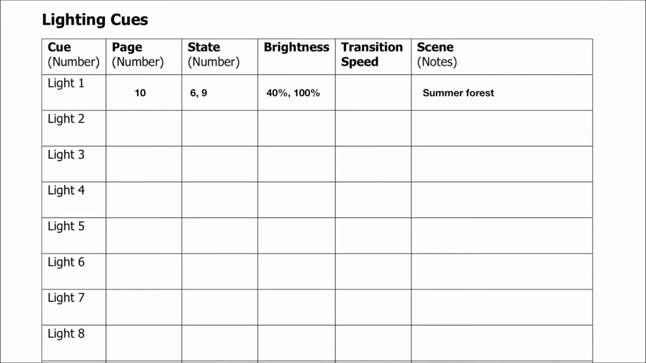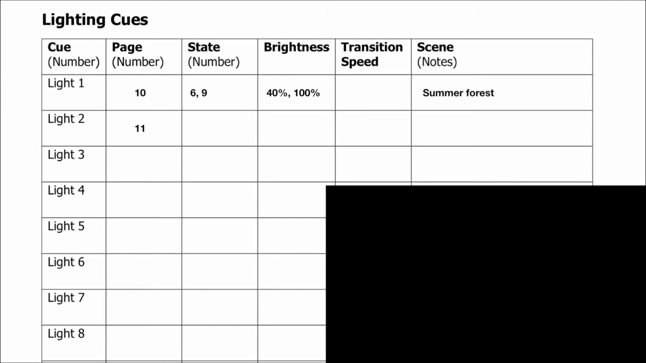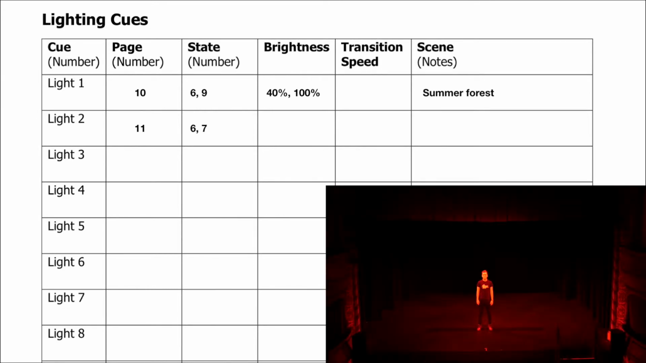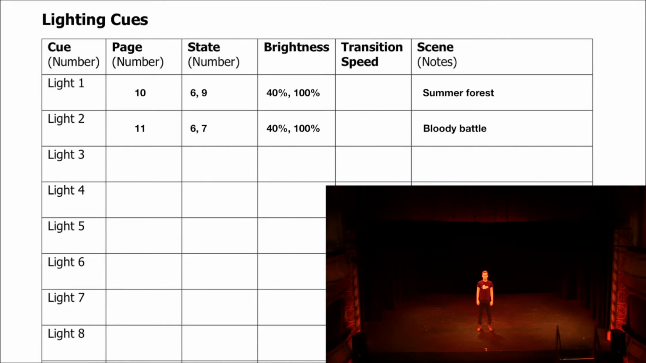For our second lighting cue, this should be taken from page number 11. We shall utilise states number 6 and 7, the full stage whitewash and the full stage redwash. These shall be at the brightnesses of 40% and 100% respectively, and this will create the feel and look of a bloody battlefield.